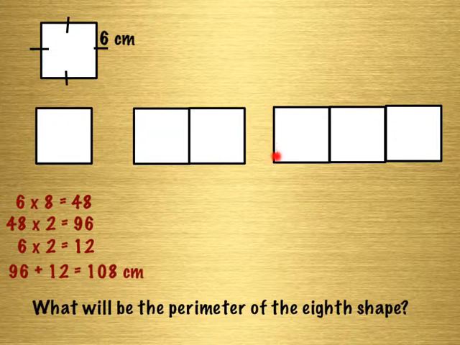To get the width, I'm going to have one edge showing on either side, and each edge will be 6 centimeters because I know that from up here. So 2 edges, 6 times 2 is 12. If I add the length to the width, 96 plus 12, I get 108 centimeters. The perimeter of the shape will be 108 centimeters.